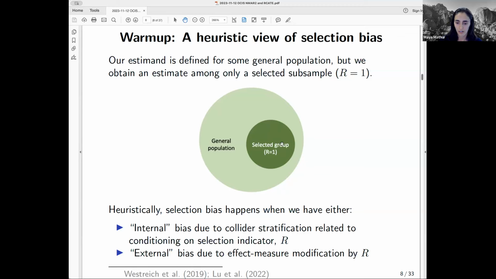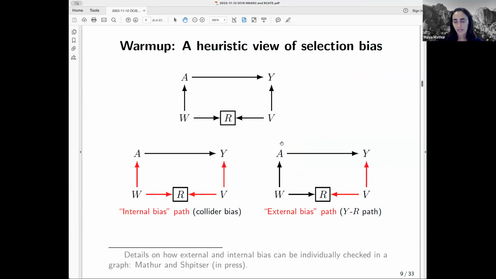So let's look at this in a classic M-bias type structure like this, where we've got our selection indicator R, which is a collider between A and Y. So in this example, we can think of this path from A to Y, which is unblocked conditional only on the selection indicator R, as internal selection bias. And so for this reason, again, the estimate I get conditional on R alone may not even be unbiased for the causal effect among the R equals one group, for example, the complete cases.